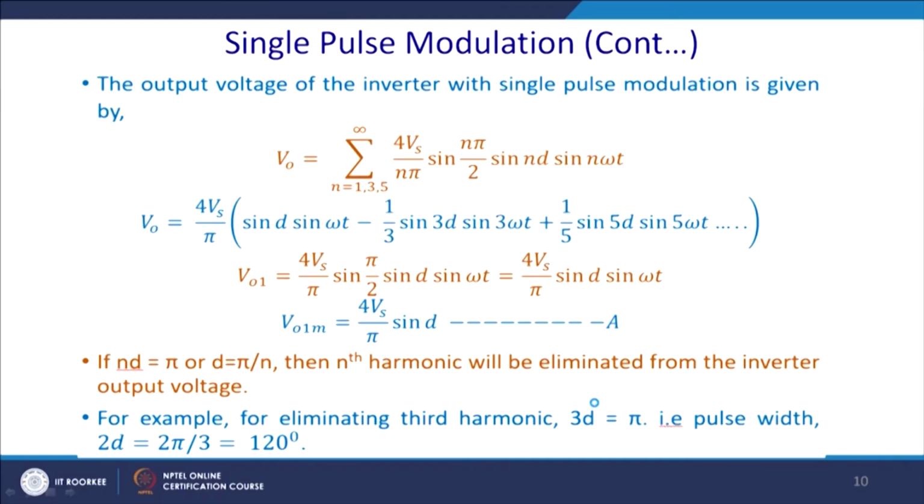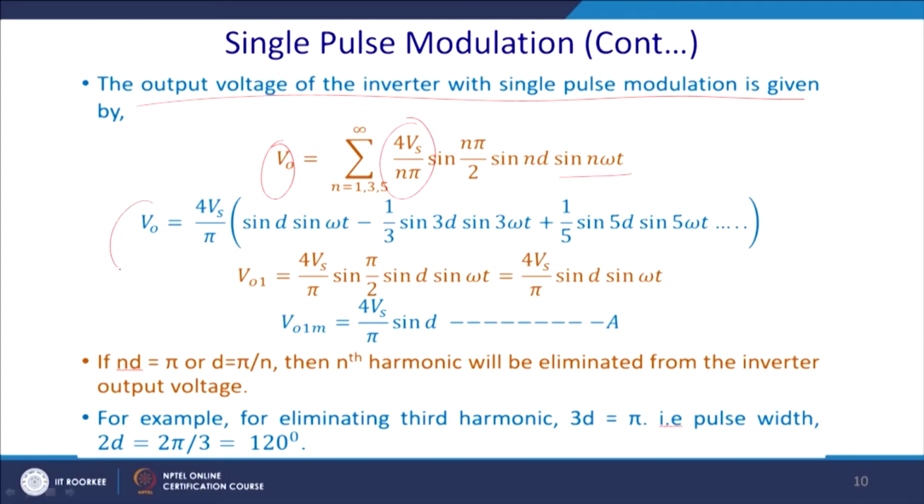Now, if you generate this kind of waveform, that is what a square wave inverter is, and thus the power quality problem comes here. For this reason we require an analysis of it. The output voltage of the inverter with single pulse modulation is given by V0, and since there is odd symmetry, n equal to 1, 3, 5 to infinity, 4Vs by n pi sin(n pi by 2) sin(n d) sin(n omega t).